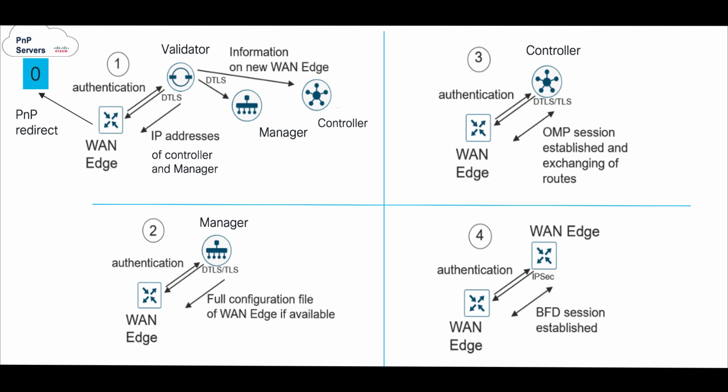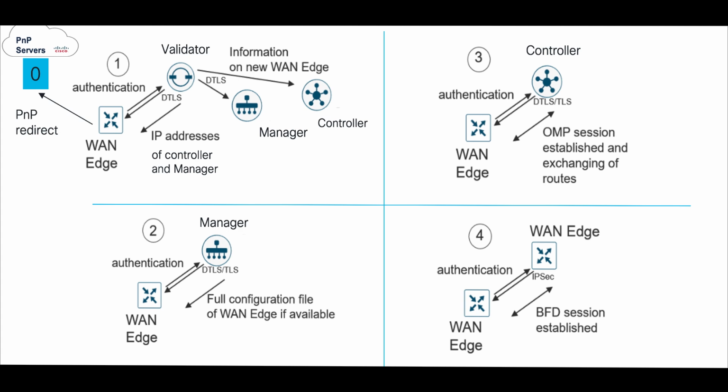In the SD-WAN mode, these are the ZTP steps, or the zero touch provisioning steps, that you will encounter during the demo. So the first step, or step zero, will be adding the device or the WAN edge to a smart account where it will talk to a PnP server. That PnP server will redirect the WAN edge to the validator that will then inform the WAN edge of the IP addresses or the host names of the controller and the manager.